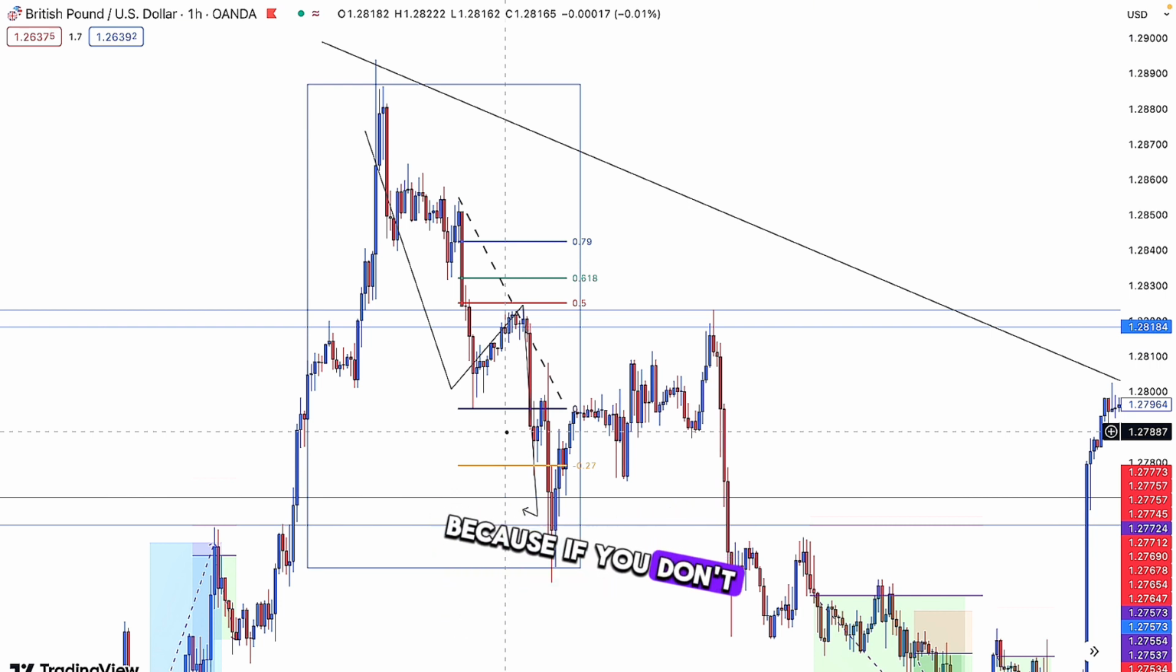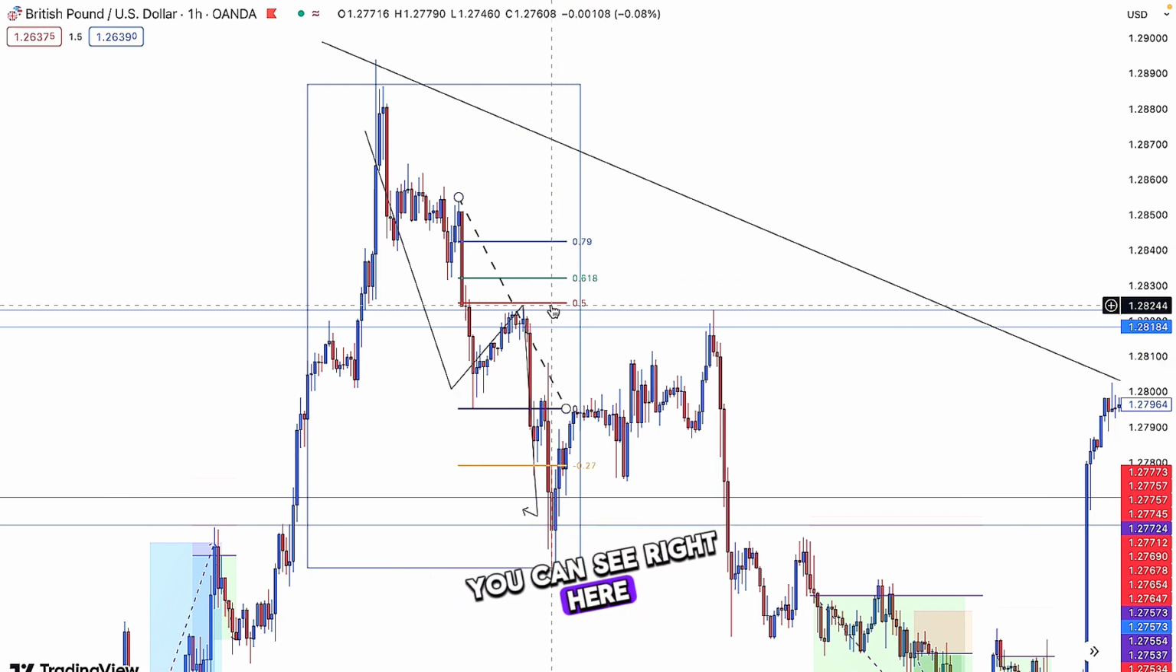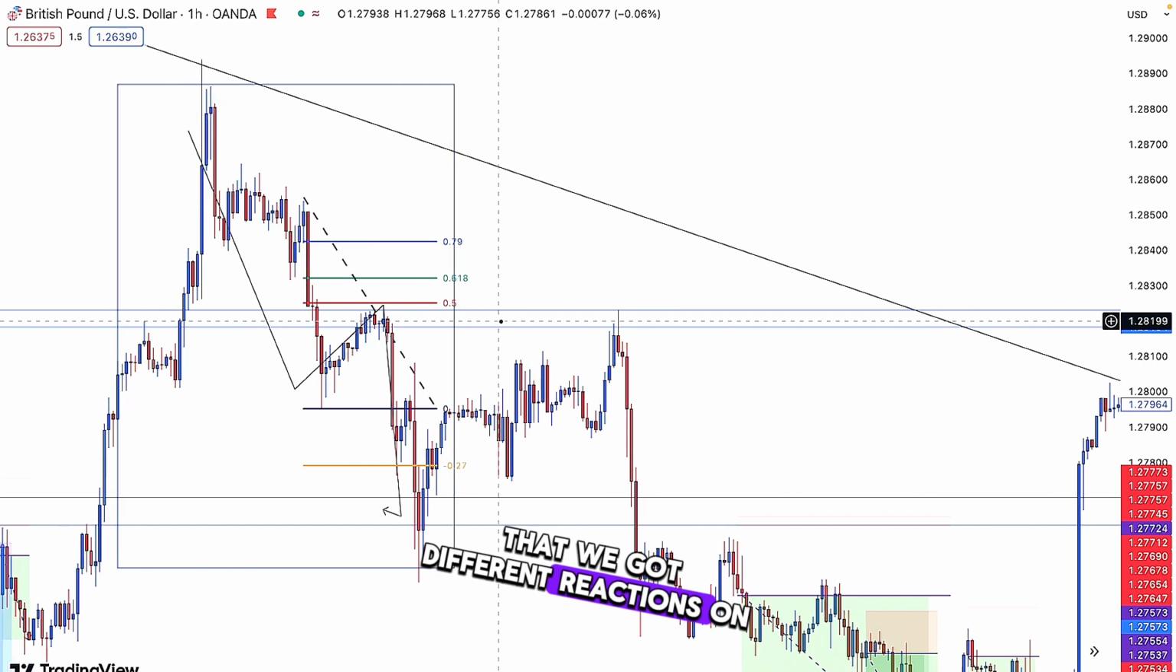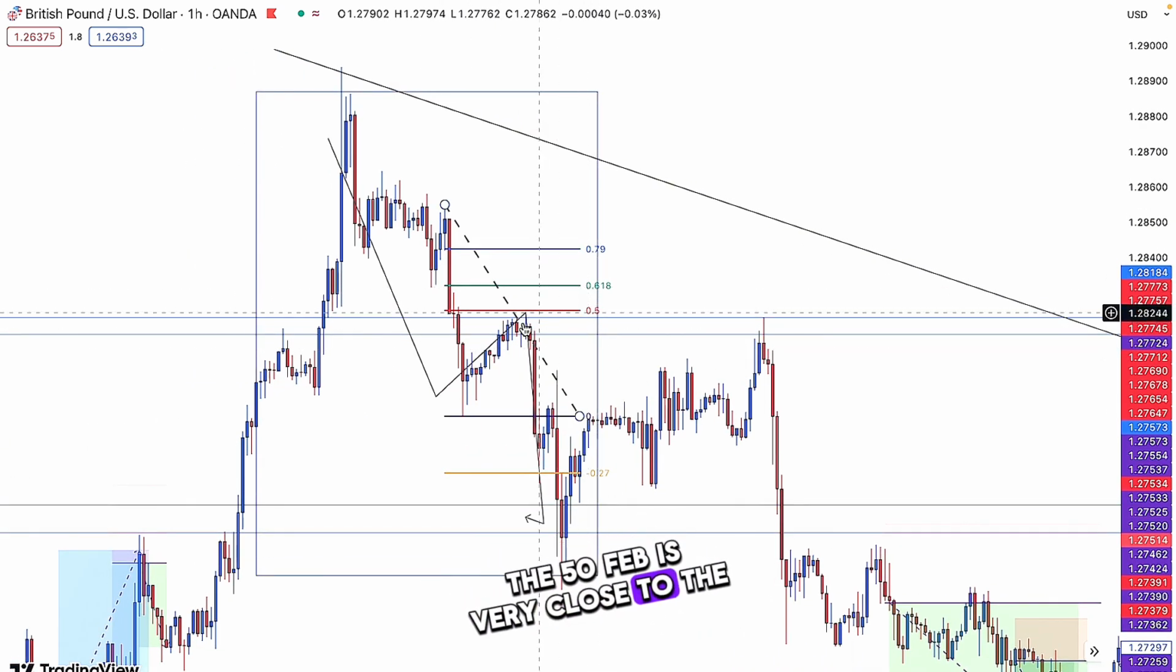Because if you don't understand candlesticks, you literally don't understand the language of the market. So now you can see right here that we got different reactions on this level, and which you can see the 50 fib is very close to the candlesticks.